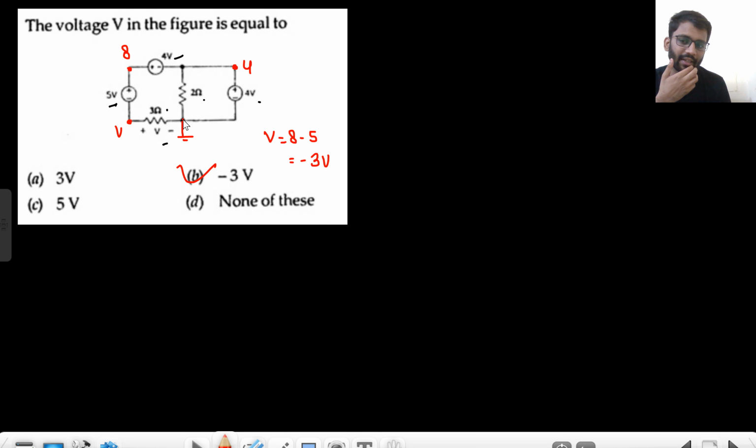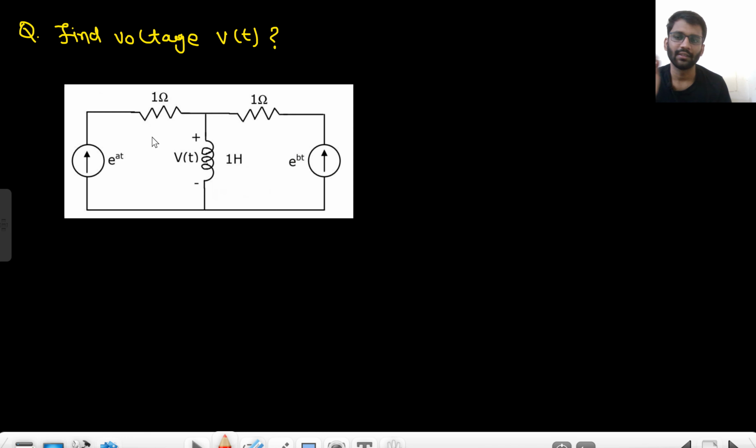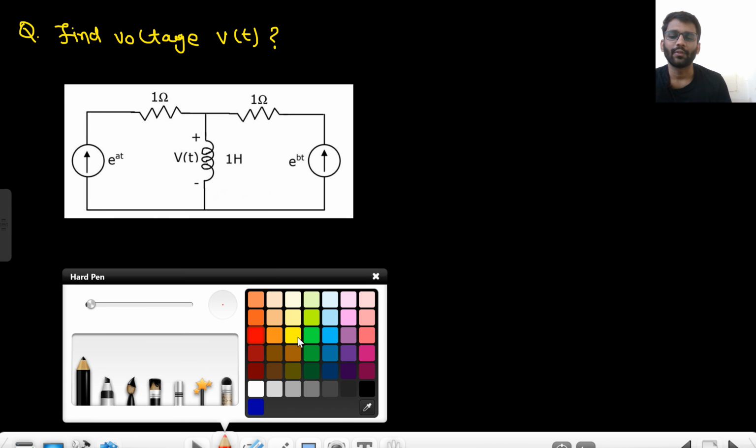Look, you started from here. If you go from here to here, it will be V volts. Now, if you walk like this, 0, 4, 8, 8 minus 5, minus 3. So this potential is equal to minus 3 volt. That's it. You have to find the value of Vt.